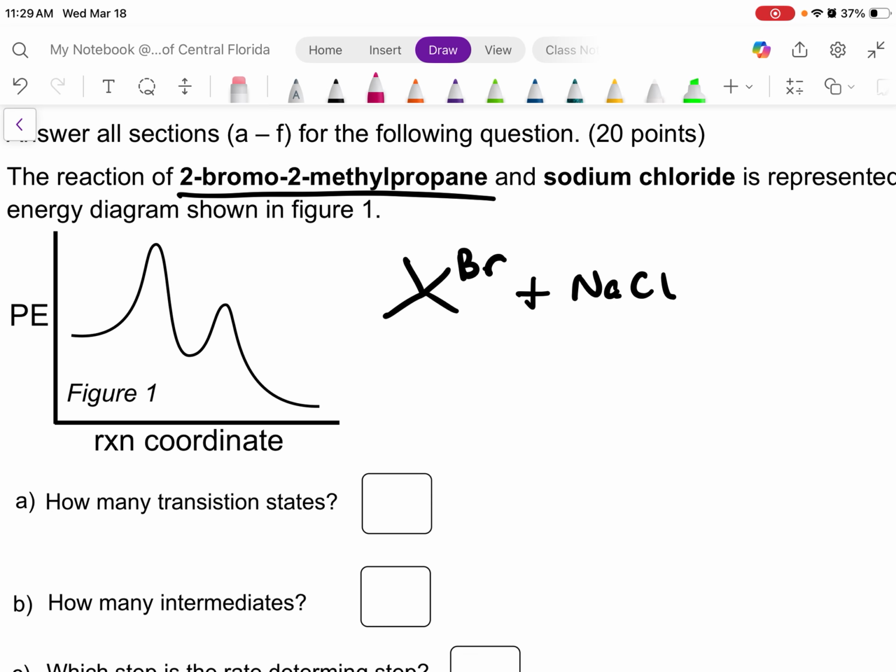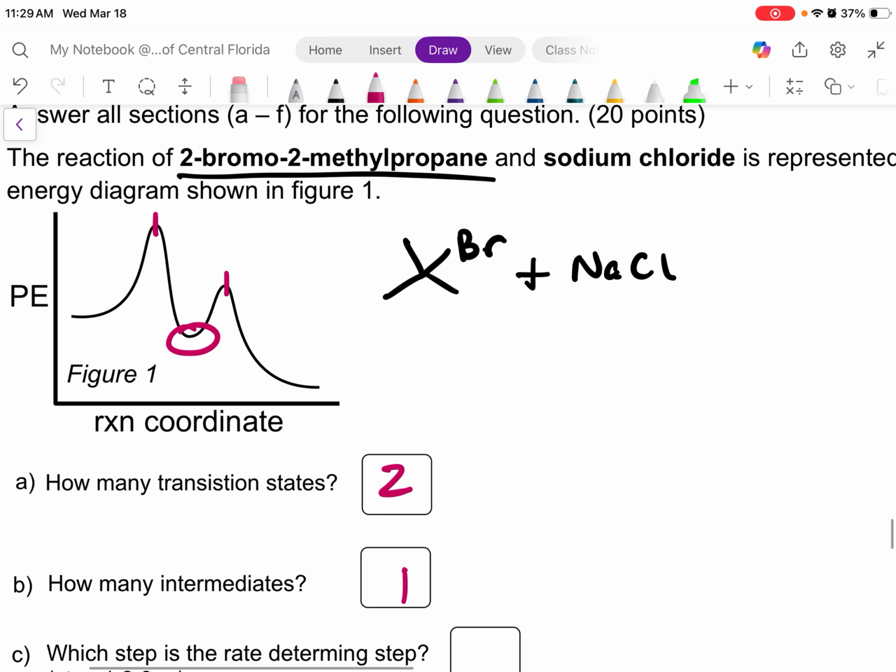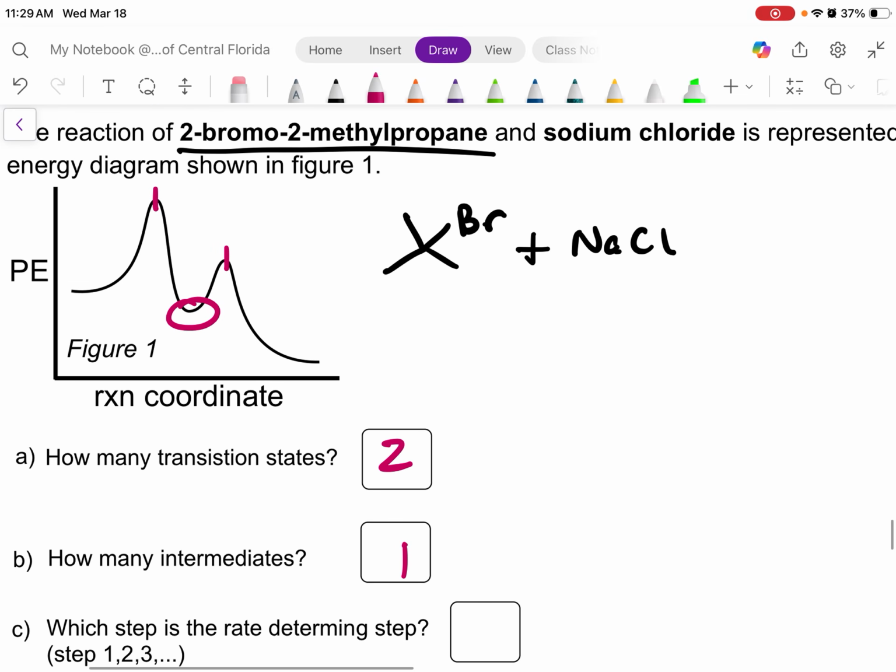How many transition states are there? 1, 2. How many intermediates? 1. Which step is the rate determining step? When we do that, you have to look at the energy of activation for each step. So from here to the first transition state, we have the energy of activation right there, compared to this intermediate to that transition state. And you can see that energy of activation is much smaller. So whatever step has the largest energy of activation is going to be the slowest step.